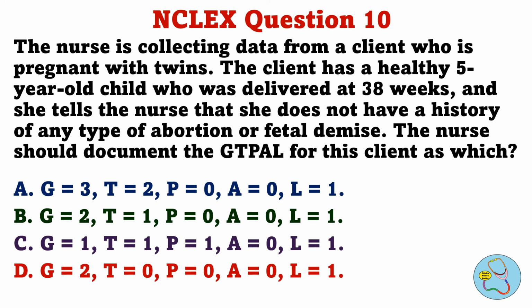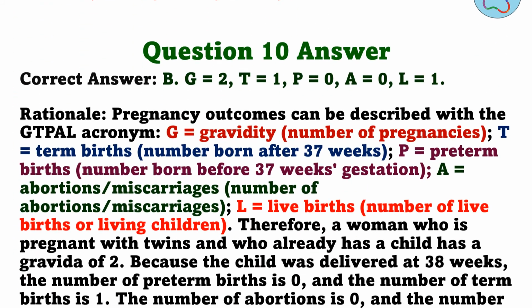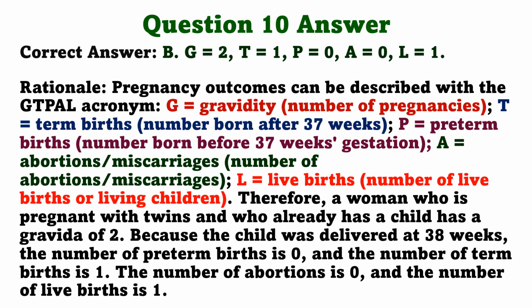A. G equals 3, T equals 2, P equals 0, A equals 0, L equals 1. B. G equals 2, T equals 1, P equals 0, A equals 0, L equals 1. C. G equals 1, T equals 1, P equals 1, A equals 0, L equals 1. D. G equals 2, T equals 0, P equals 0, A equals 0, L equals 1. The correct answer is B. G equals 2, T equals 1, P equals 0, A equals 0, L equals 1.